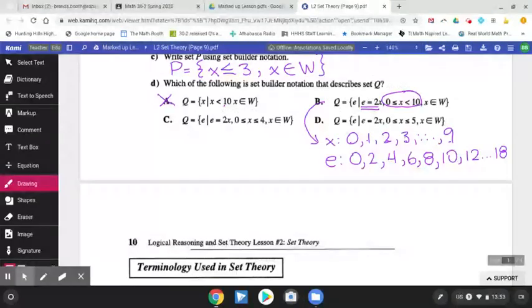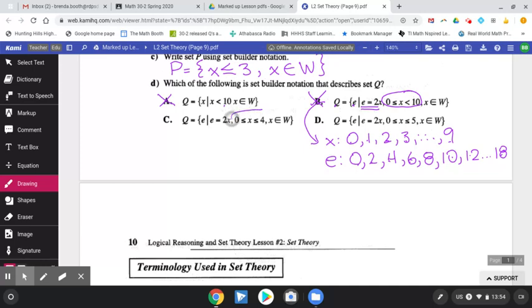So let's go back to what it says here at B. Set Q is equal to E, and here's the E's that we figured out. So some of these numbers are not in set Q, so this B can be ruled out as well. It does not describe set Q. All right, moving on to C.